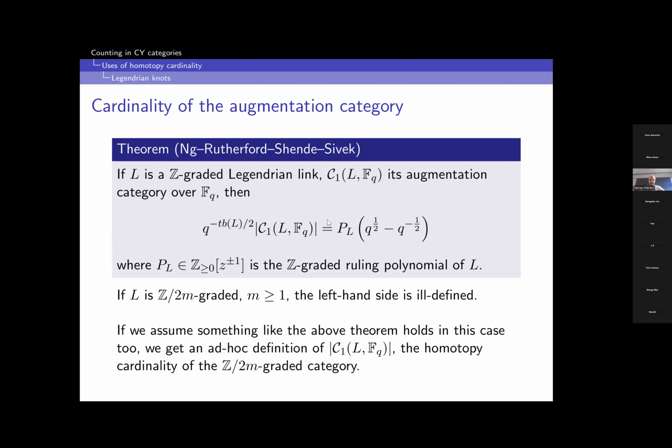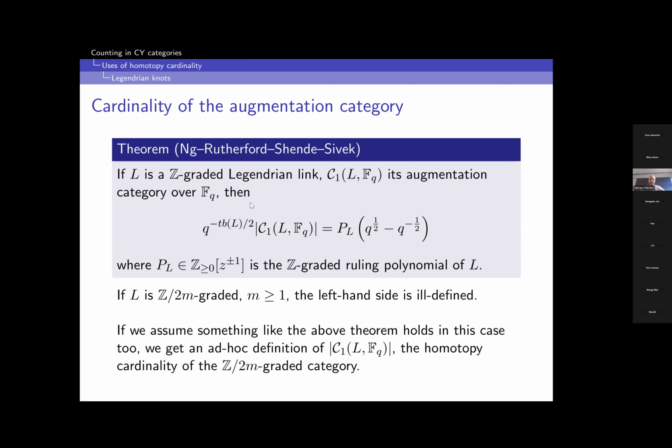And then that is essentially the homotopy cardinality of a DG category that you assign to the Legendrian link. So the C1 of L over F_q here is some DG category over F_q. It's called the augmentation category. You can think of it in Fukaya category terms as somehow Lagrangian surfaces ending on this Legendrian knot. And counting those in the correct homotopic sense using this homotopy cardinality gives you this ruling polynomial.